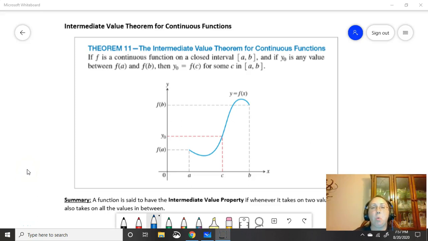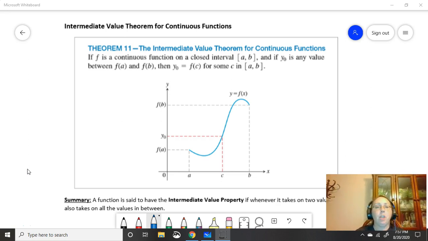Hi everybody, in this video we're going to talk about the intermediate value theorem for continuous functions. This is something you may have heard of before. It's a topic that might be covered in a pre-calculus or maybe even an algebra class. Now we will see this again later in the semester, but we're going to introduce or remind you of it in this section.